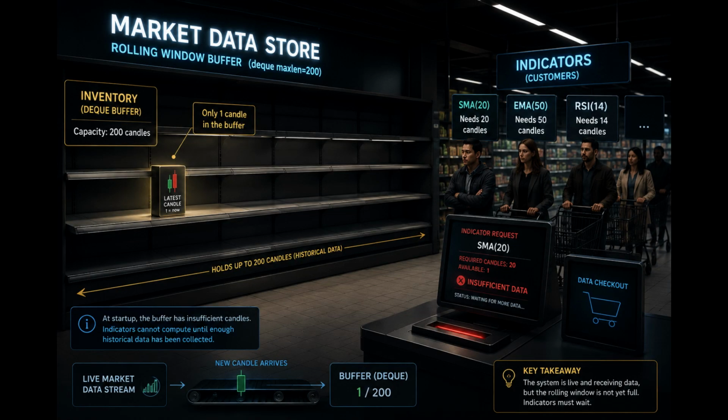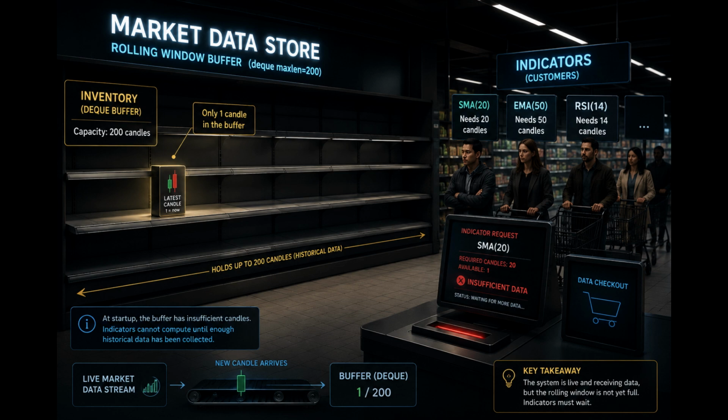Now imagine starting your trading bot. It connects to the broker, subscribes to live market data, and 1 minute later, your very first candle arrives. Inside the market data store, that candle is appended to your deque. So far, so good. But now your strategy wants to calculate a 20-period simple moving average. There's just one problem. You only have one candle. Does that mean your trading bot has to wait another 19 minutes before it can even begin analyzing the market?